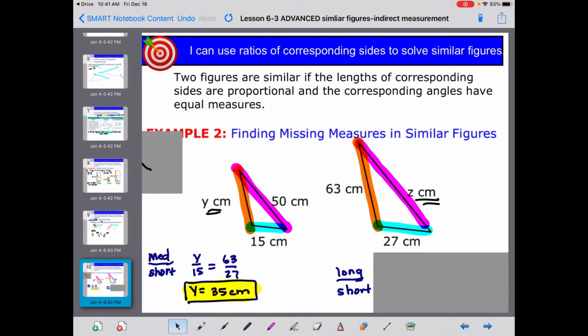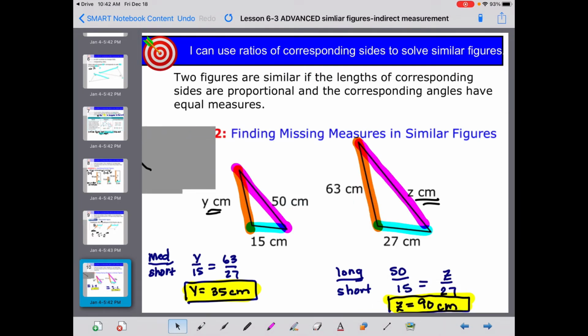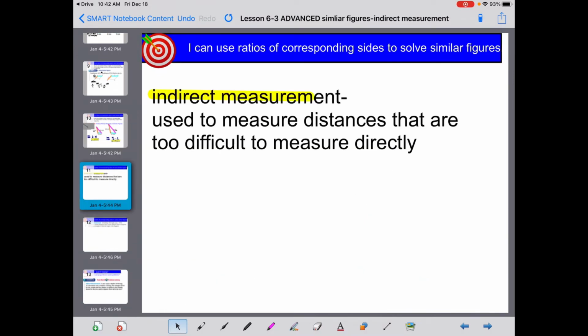All right, for the first one, I did y over 15, orange over blue, and then 63 over 27, orange over blue, and I solved the proportion, and I got 35 centimeters. Then for side Z, the long side, I did pink over blue and pink over blue, 50 over 15 and Z over 27, and I solved it to get 90 centimeters.